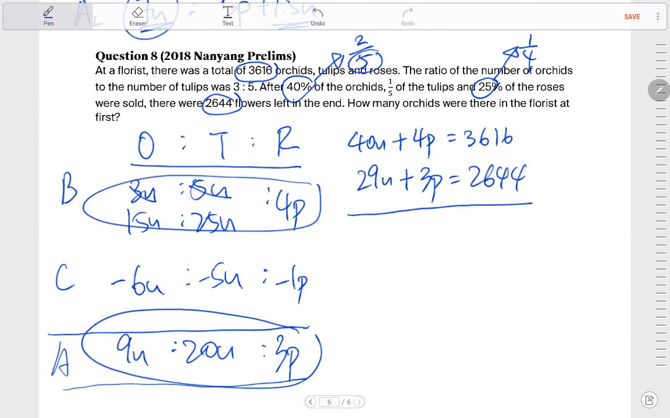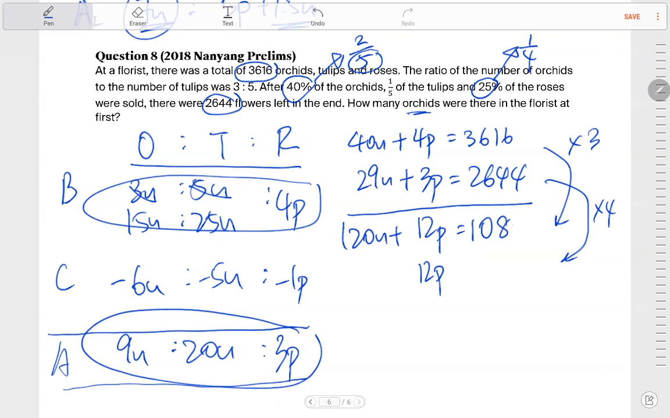I can see again, this is another example of simultaneous equation. How many orchids were there in the florist at first? So you want to find 15 units, which means I'm going to make the parts the same, 12p, 12p, so that I can get rid of it. How do I get 12p? From the first equation multiplied by 3, second multiplied by 4. So 40 units times 3, 120u plus 12p equals 10,848. 29u times 4, I get 116u plus 12p equals 10,576.